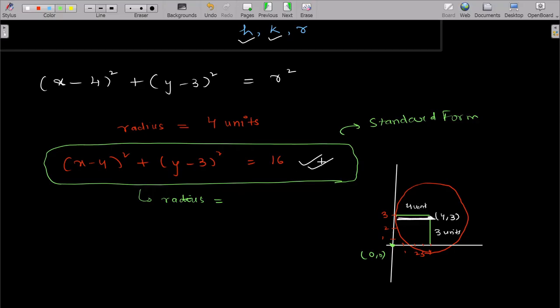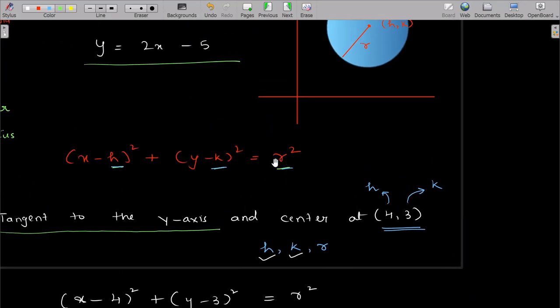But first I'm going to ask you a question. Can you tell me the radius of this equation, Anika, from the standard form? Well, in standard form, is it the value that it's equal to? Is it the circumference, or this value that it's equal to? I told you in the beginning as well, right? This r squared, here r is your radius.